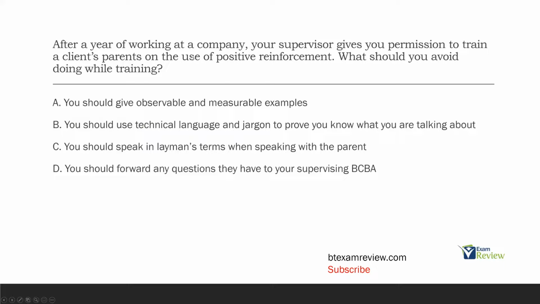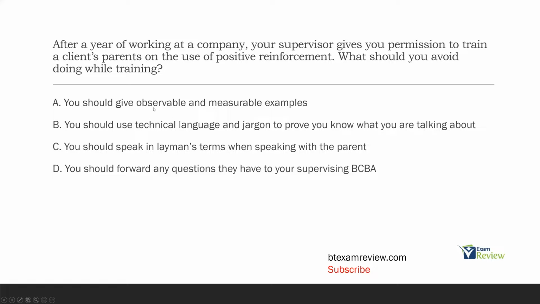After a year of working at a company, your supervisor gives you permission to train a client's parents on the use of positive reinforcement. What should you avoid doing while training? Now, if you've been studying with me, hopefully you get this one very easily and very quickly. Okay. So finally, you've gotten permission to train a client's parents, which is very exciting, right? Whenever BCBAs can trust their RBTs to train basics, that's a huge step, right? It's something to strive for, essentially. But if you're going to train, what do you need to avoid doing?